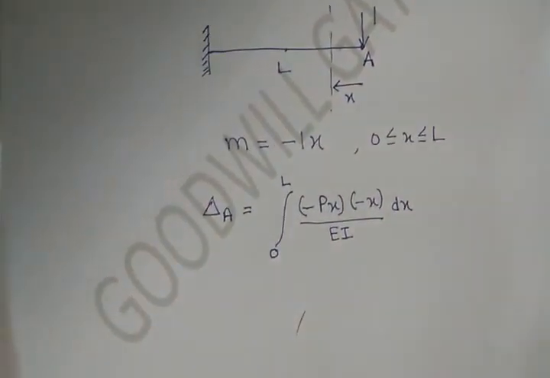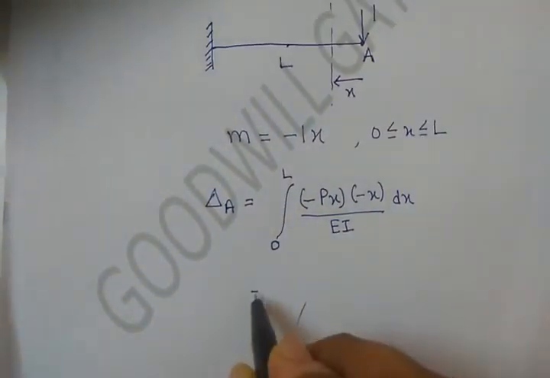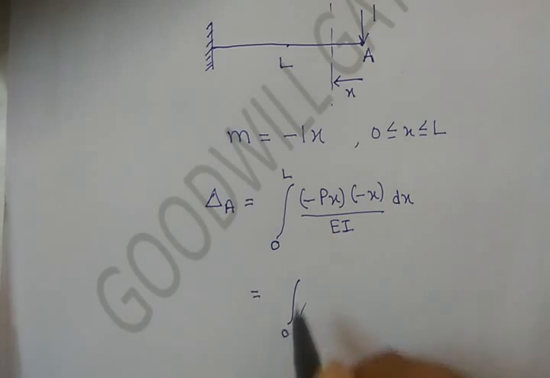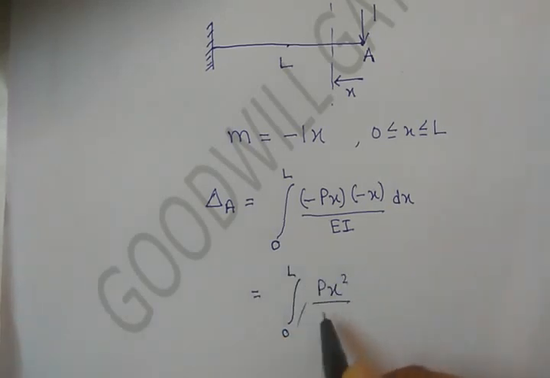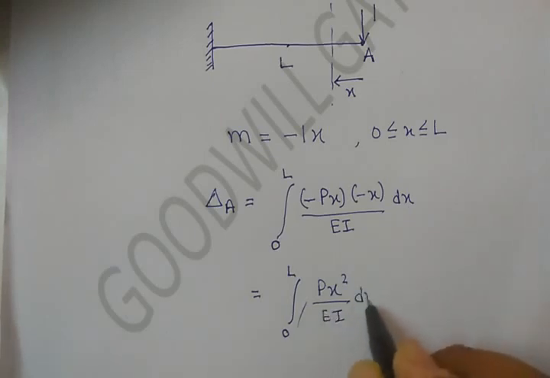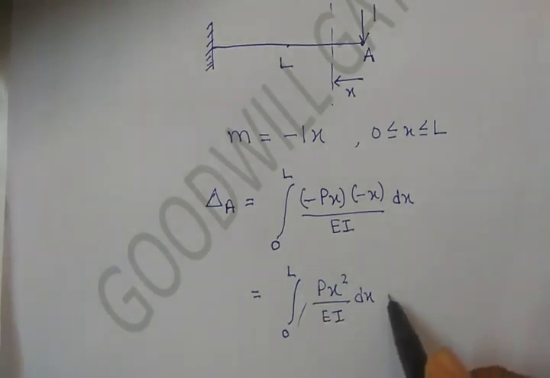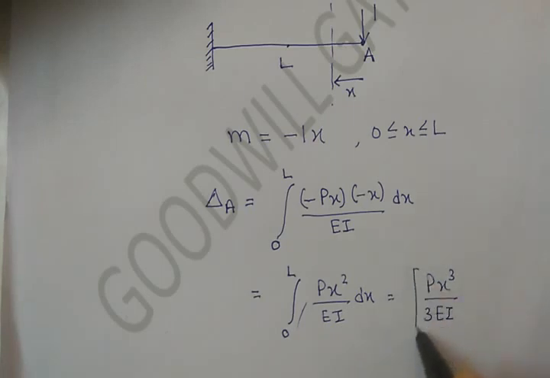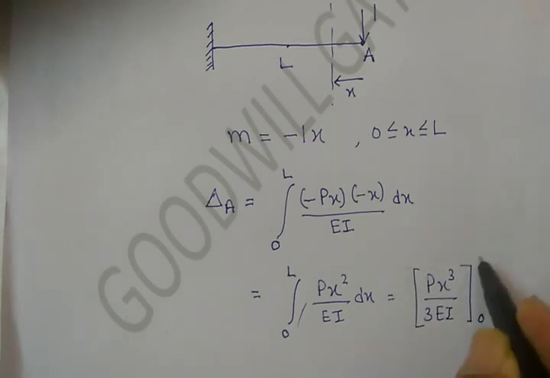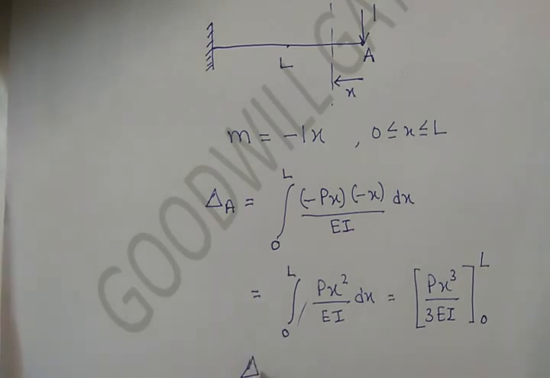So we'll just integrate this. Just solve this numerical. So this becomes p x square divided by EI dx. Alright, if I integrate this, this becomes p x cube by 3 EI between the limits 0 to L. If I substitute the upper limit and the lower limit, the deflection at the free end of a cantilever beam under point load comes out to be PL cube by 3 EI.